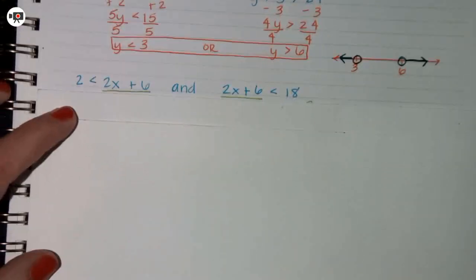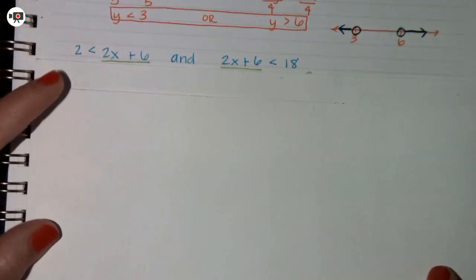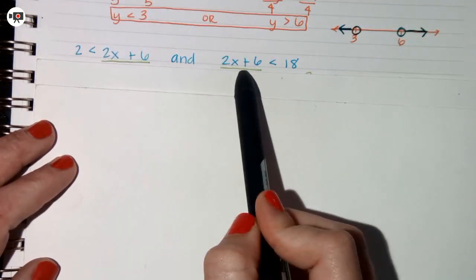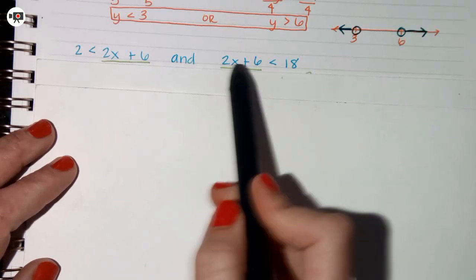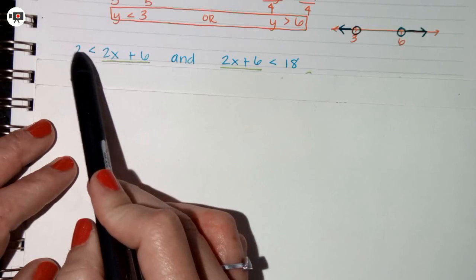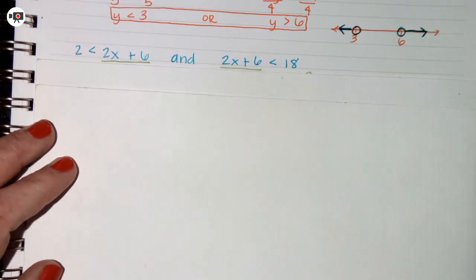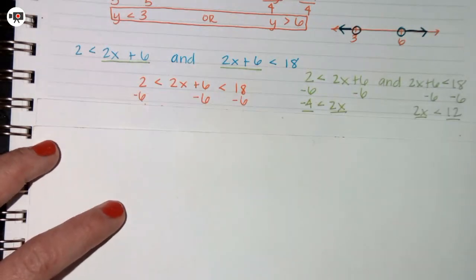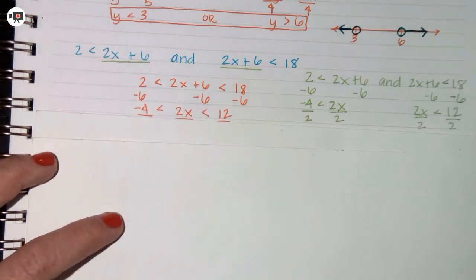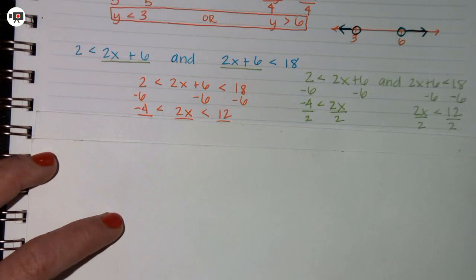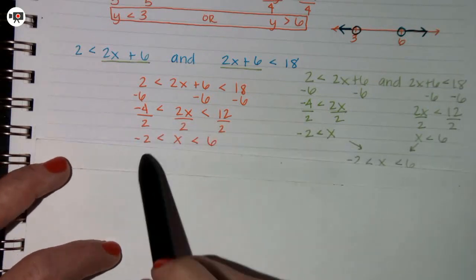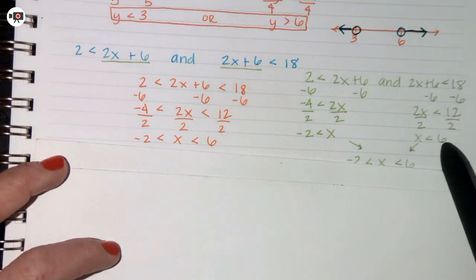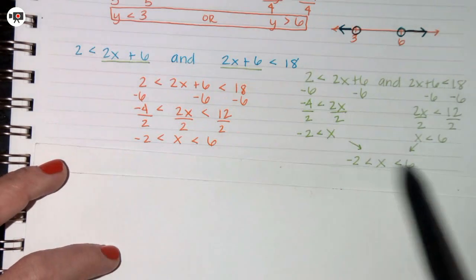Now if we have 2 is less than 2x plus 6 and 2x plus 6 is less than 18, I have this same expression in each one. So I can put that in the middle and have my 2 is less than that, and that is less than 18. Now I'm working to get x by itself, so I'm going to subtract 6 from everything. Then to get x completely by itself, I'm going to divide everything by 2, to get -2 is less than x, which is less than 6. I could choose to keep them separate and then combine them at the end, and I'll get the same answer.